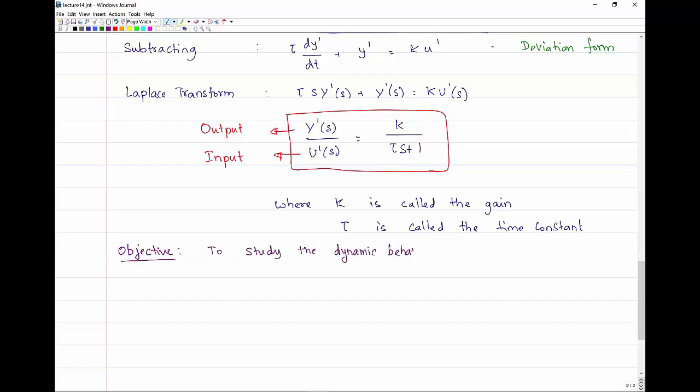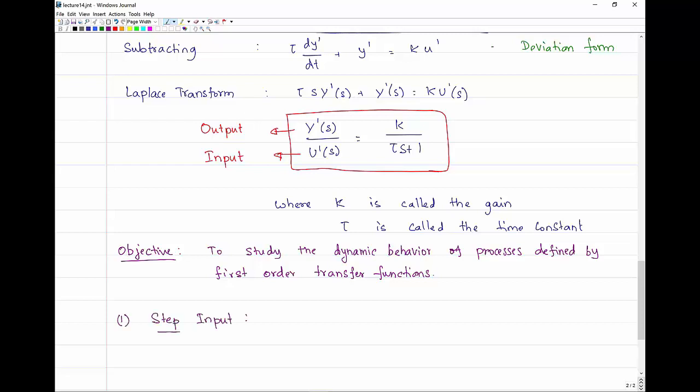So the objective of this section is to study the dynamic behavior of processes defined by first order transfer functions. How do they respond to a step change in the input? How do they respond to an impulse change in the input, or a ramp change, or a sinusoidal change in the input? So those are the questions we want to answer in the rest of this lecture.